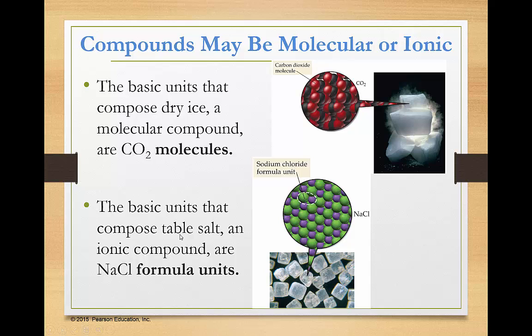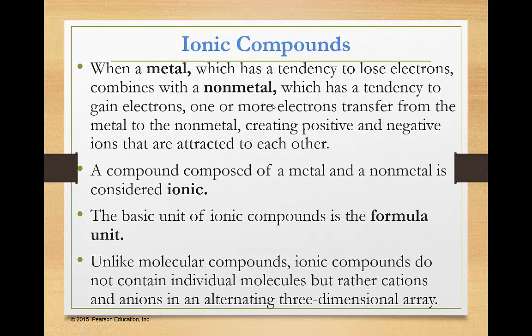Now if I go back to my table salt, the basic unit here is going to be sodium, which is a metal, and chlorine, which is a nonmetal. So this one does not form a molecule, it forms a formula unit. This is an ionic compound. All right, so metal and nonmetal is going to be an ionic compound. Nonmetals only is going to be a molecular compound.